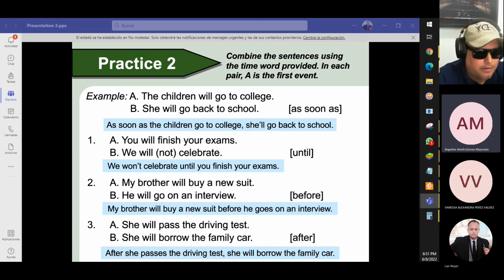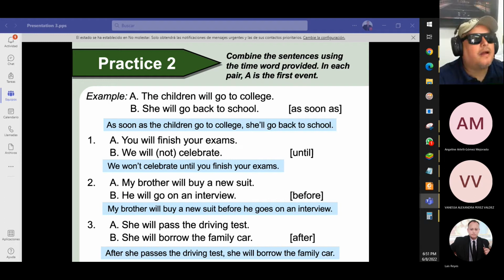Es que yo lo veo, bueno, yo lo pensé como she will pass the driving test after she borrows the family car. O sea, va a pasar el examen, después se lo va a prestar el carro de la familia. O sea, ¿sí estaría bien o no? No, porque tú estás pensando que lo que viene después de esta palabra es lo que sucede después. Y no, lo que viene después de esta palabra es lo que sucede primero. Solo porque la palabra significa después, no quiere decir que viene segundo, ¿verdad?